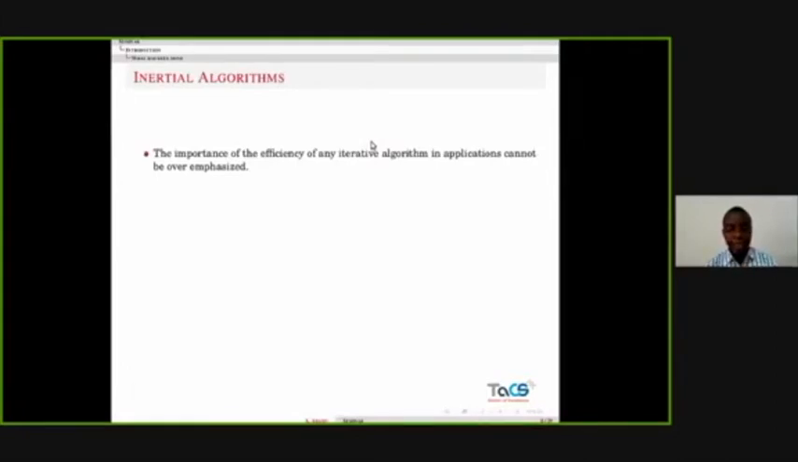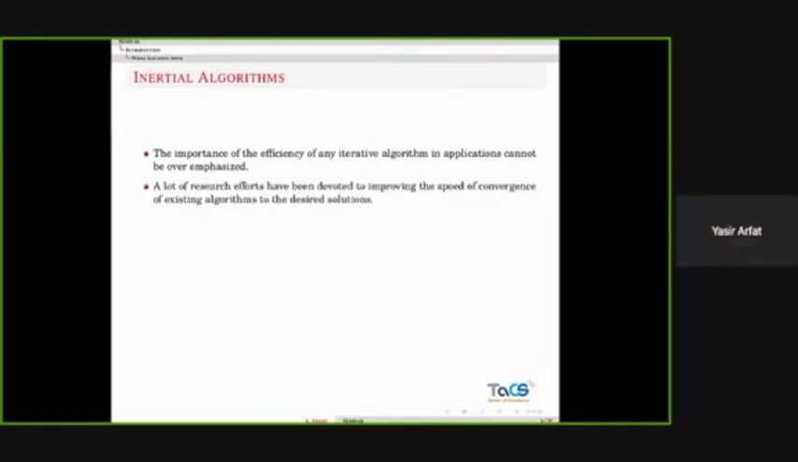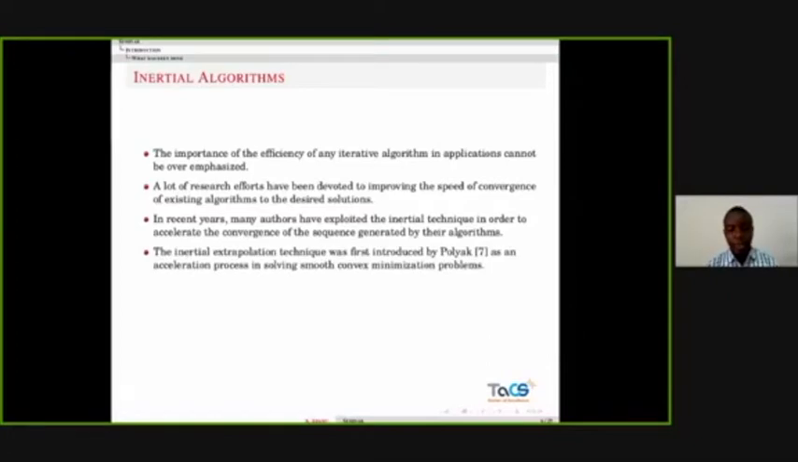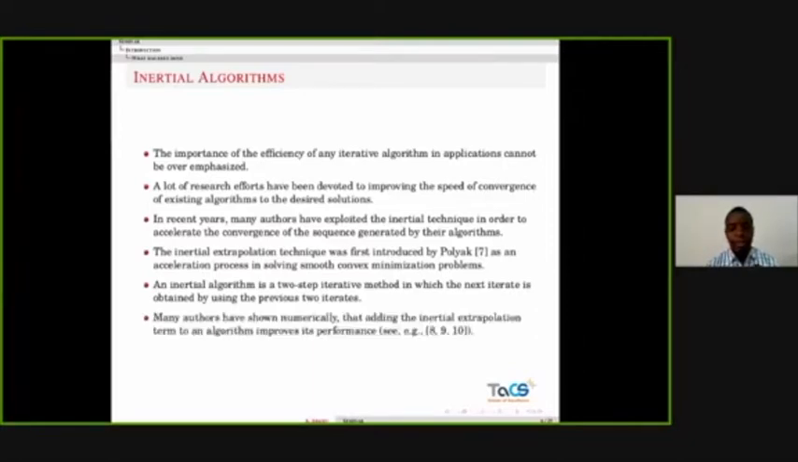The importance of the efficiency of any iterative algorithm in applications cannot be overemphasized. A lot of research effort has been devoted to improving the speed of convergence of existing algorithms to the desired solution. In recent years, many authors have exploited the inertial technique in order to accelerate the convergence of the sequence generated by their algorithms. The inertial extrapolation technique was first introduced by Polyak as an acceleration process in solving smooth convex minimization problems. An inertial algorithm is a two-step iterative method in which the next iterate is obtained by using the previous two iterates. Many authors have shown numerically that adding the inertial extrapolation term to an algorithm improves its performance.